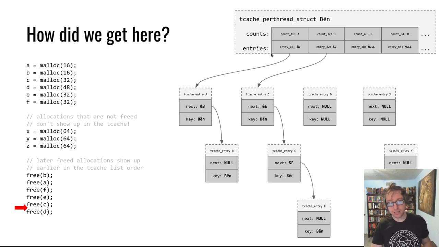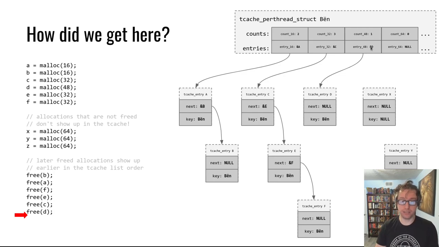All right, and then finally, when we free D, D is a 48-byte allocation, and it goes into its own bucket, its own bin, and there's now one thing in that bin, and then the head points to D, and D points to null. As we free all of these, note the ones that aren't freed don't have the key variable set. They probably have some data in here. This is whatever data, this is literally the malloc result, right?